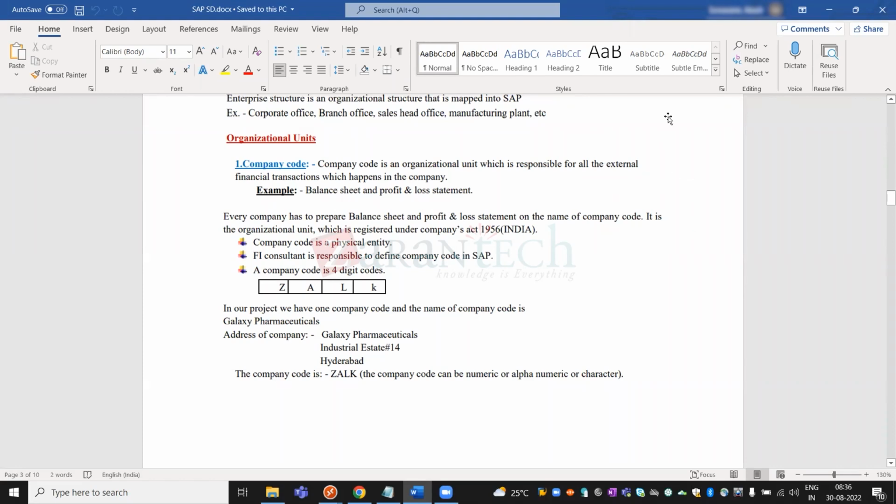Then there is the order. Okay, means you can create an order in the system on the basis of a quotation, or with reference to a quotation, or with reference to an inquiry also.